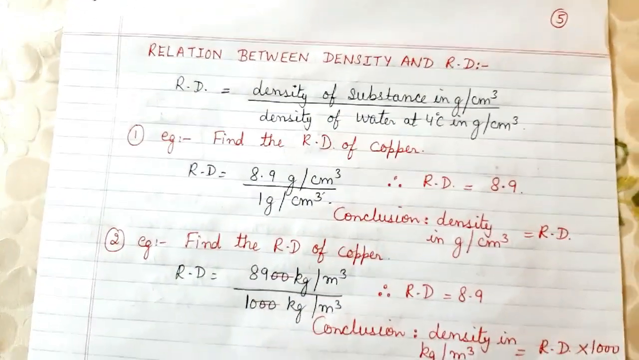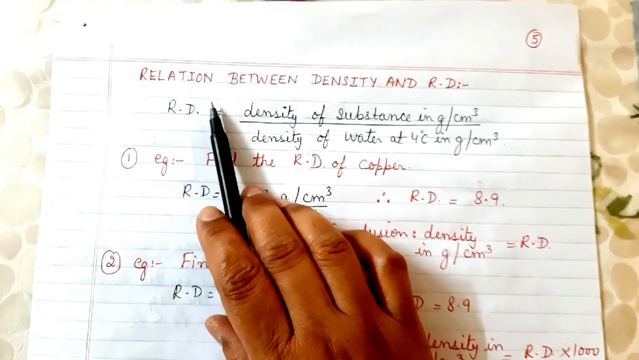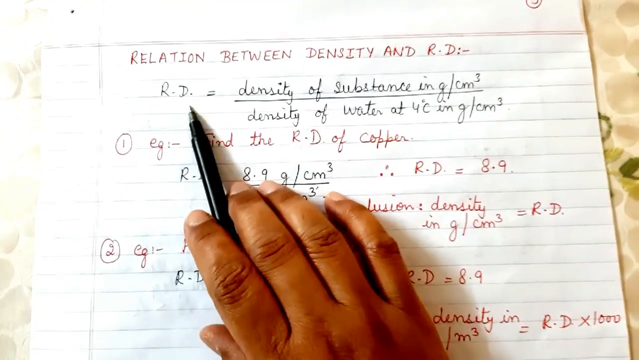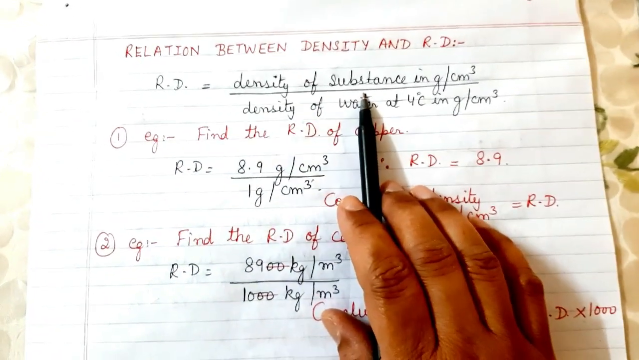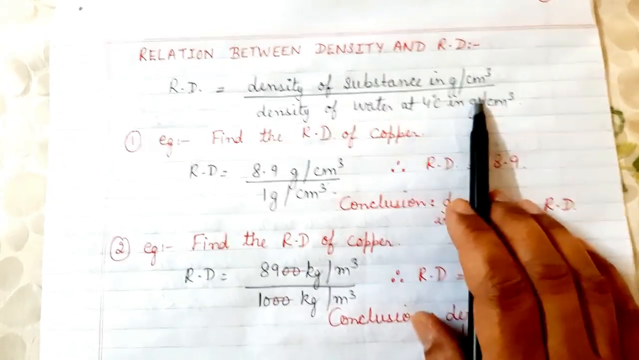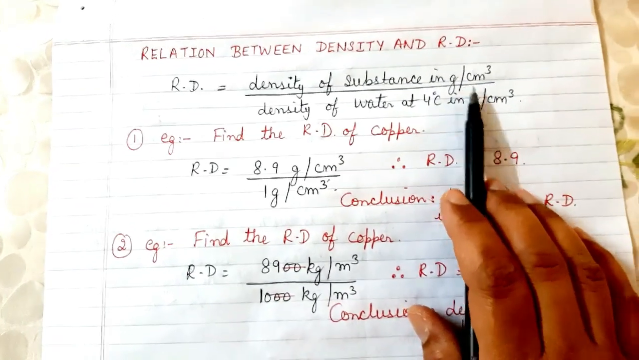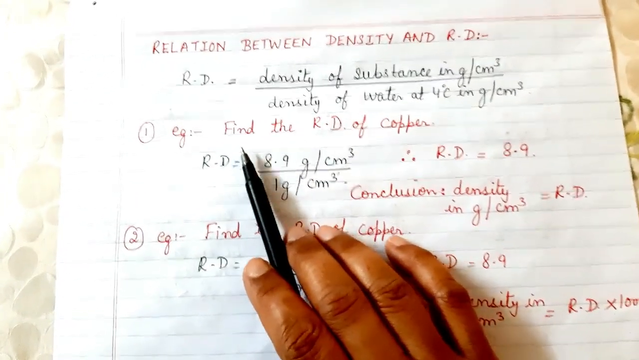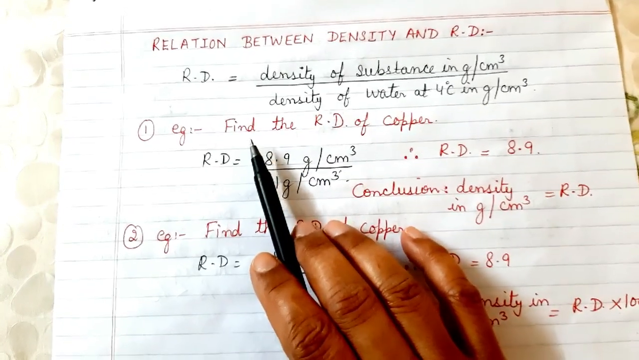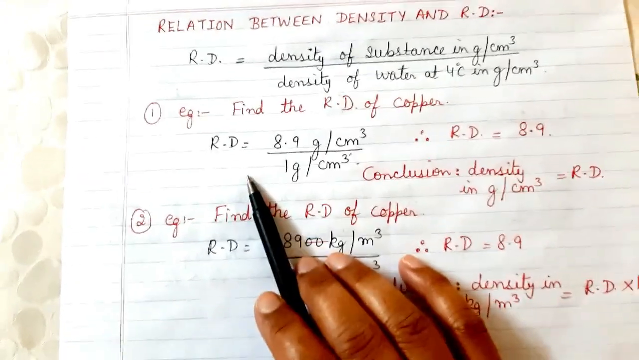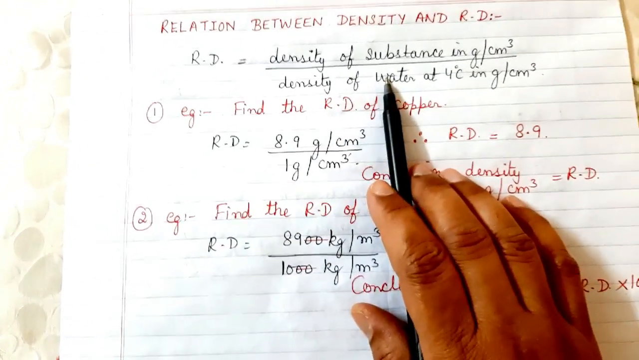Okay, now let us move on to the relation between density and relative density. As I told you, relative density is the density of the substance upon the density of water at 4 degrees Celsius. If I consider the CGS unit, then it is gram per cubic centimeter. Here I have picked up an example. I am interested to find the relative density of copper. The relative density of copper will be given by the same formula as above.